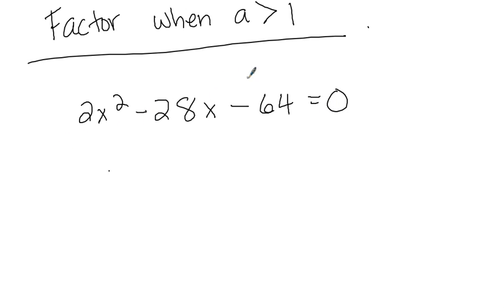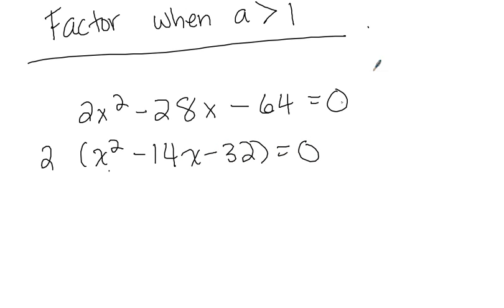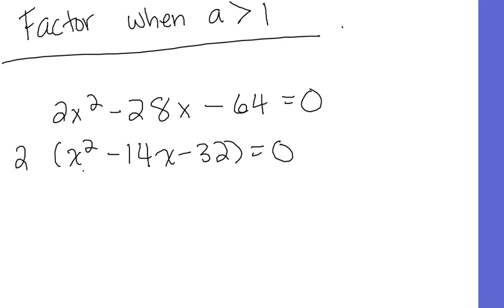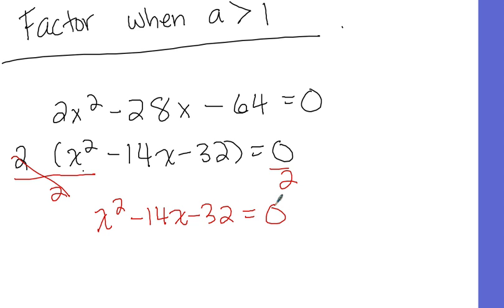If this were just a plain factoring problem where there was no equal sign, you would have to write it as 2 times x squared minus 14x minus 32 equals 0. Because this is an equation, you are allowed to divide out that 2. If I divide out 2 from this side, I have to do it from the other side, so we can get rid of it.